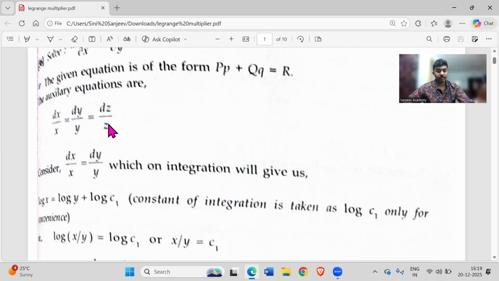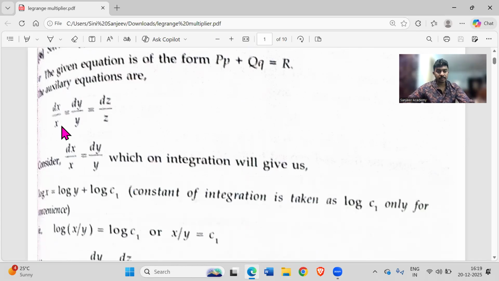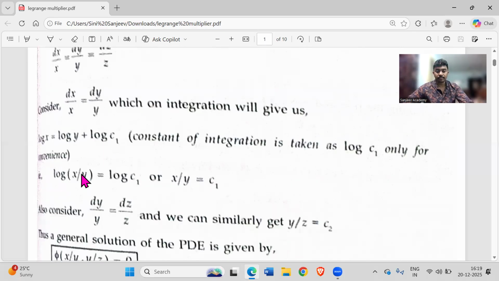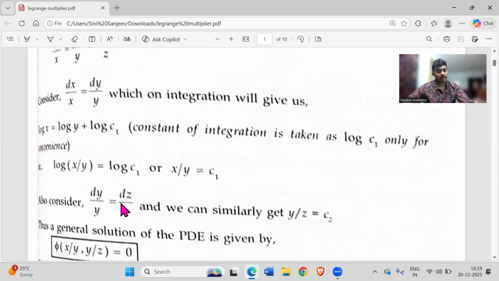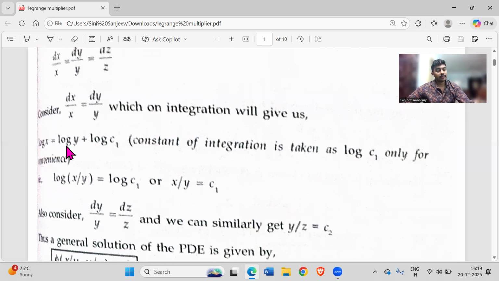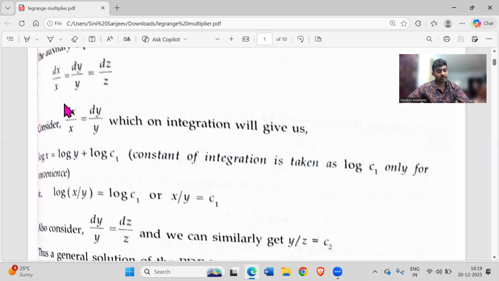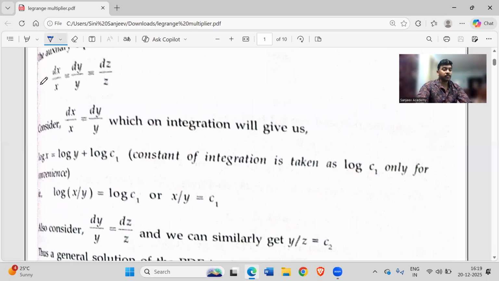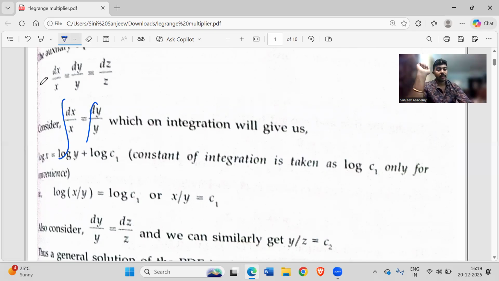Then I'll just take the first two equations, and if I integrate, what is the integral of dx by x? Log x. Integral of dy by y? Log y. Then if I take the second and third equation, dy by y is equal to dz by z. Now if I take the first one, dx by x, to remove differentiation I need integration.